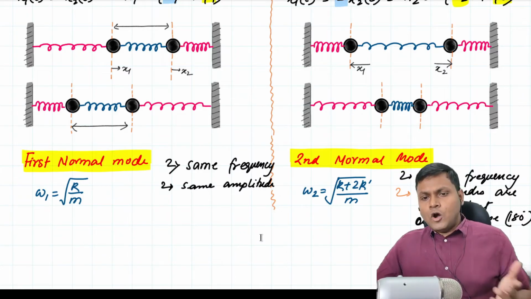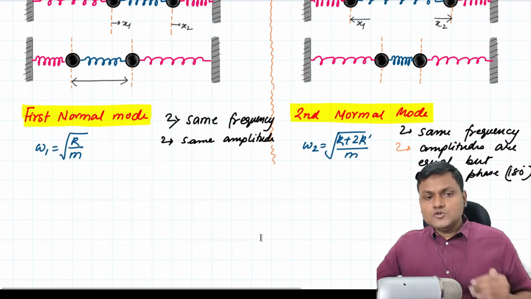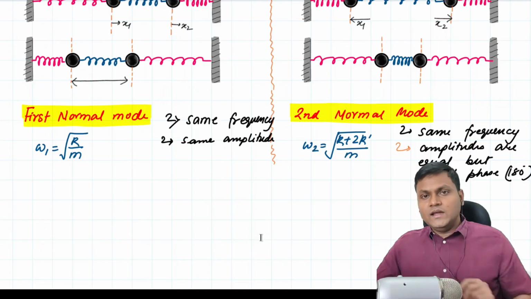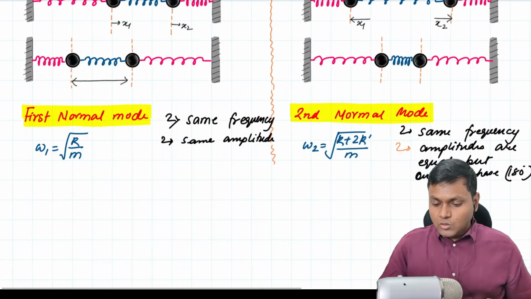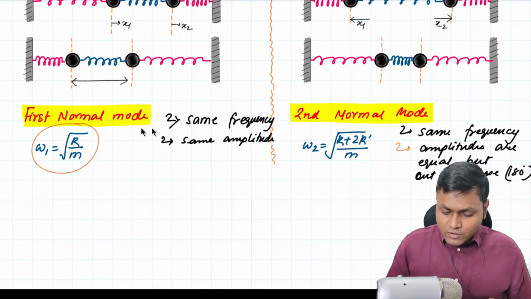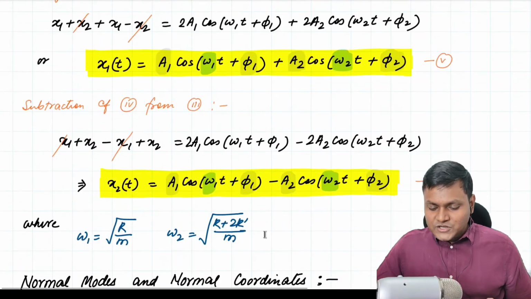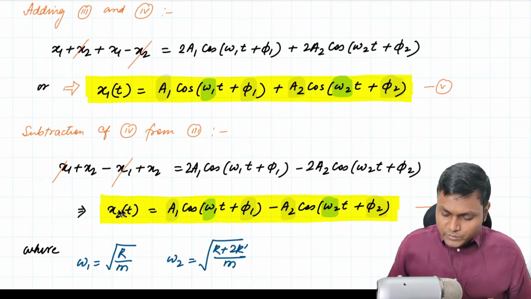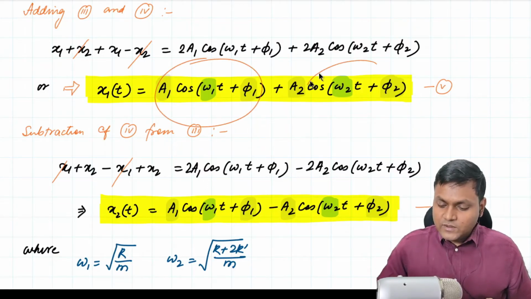Now, why are normal modes important? Normal modes are important because they reveal to us that there are distinct frequencies in that particular setup. The general solution, as it turns out, is a linear superposition of these distinct frequencies. If you remember the general solution here, this is the one frequency, this is the other.